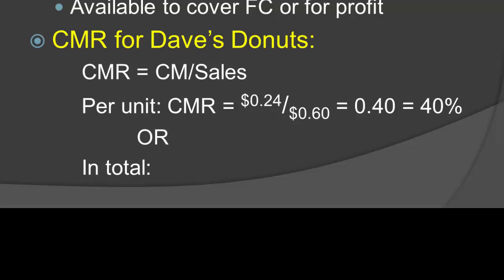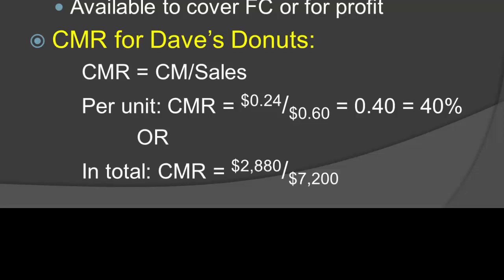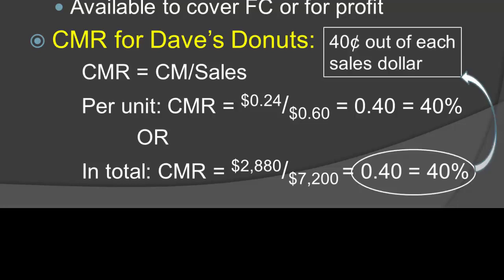If you'd prefer to do contribution margin in total, or if the data makes doing it in total more convenient, you can use the same formula, but in this case you would use total contribution margin divided by total sales. You get your exact same 40%, and it tells exactly the same story. 40 cents out of each sales dollar is available for covering fixed cost or covering profit.